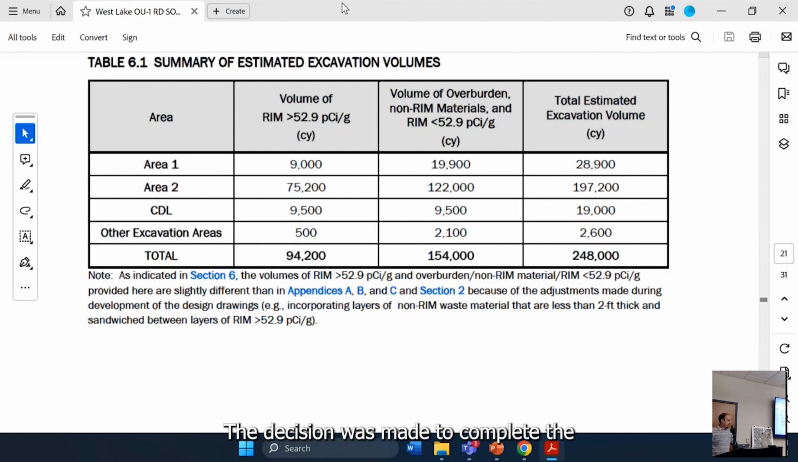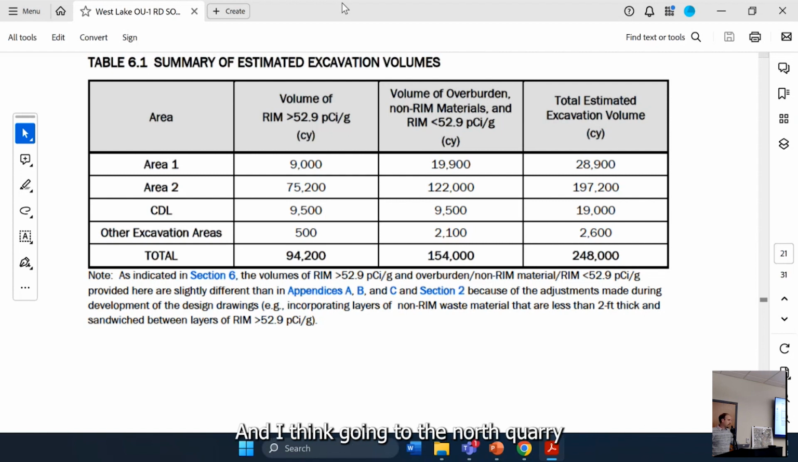The decision was made to complete the ROD amendment to keep things moving, because we knew there would have to be an investigation, a design investigation, to complete the design, and that work could be done at that time. But we knew that there was a possibility for that material there.